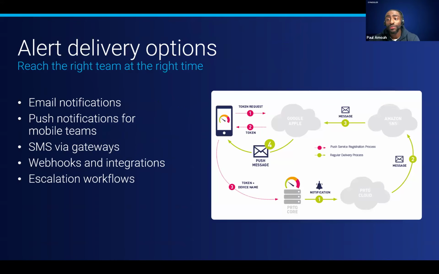Like I said, we have a wide range of different notification methods to make sure you reach the right team at the right time. This could be something as simple as email, push notifications, SMS messages, webhook integrations that integrate with things like Slack and Teams, and the ability to escalate workflows via an API, for example.